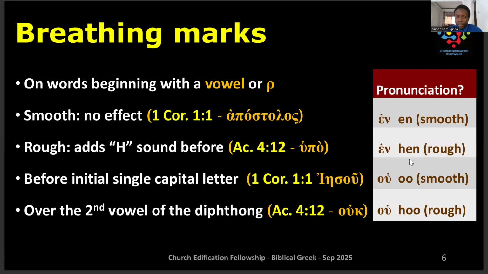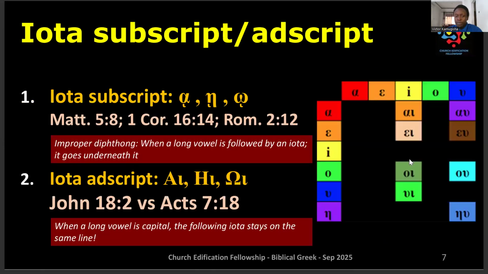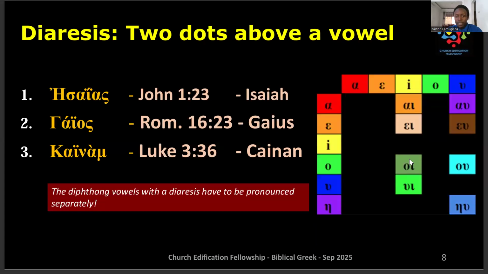We've learned the breathing marks, the smooth breathing mark, the rough breathing mark, and the iota subscript, where the iota goes underneath a long vowel that it follows. And we've seen how that is written. We've learned the diaeresis, which suggests that the letters of a diphthong, which should ordinarily be pronounced as a single sound, would be pronounced as separate letters. The two dots above a vowel indicate that.